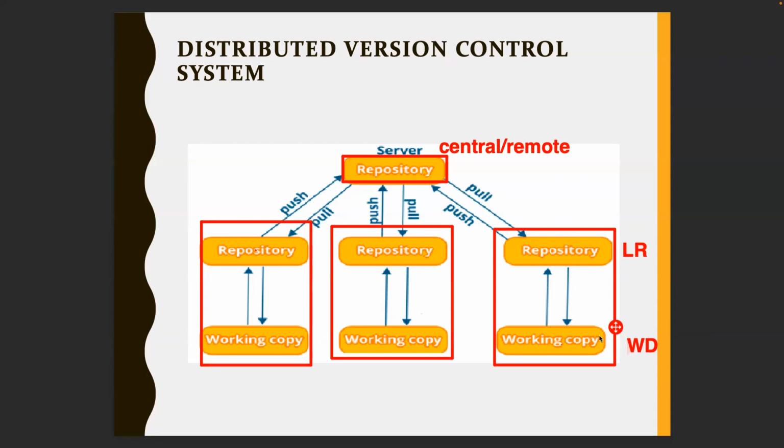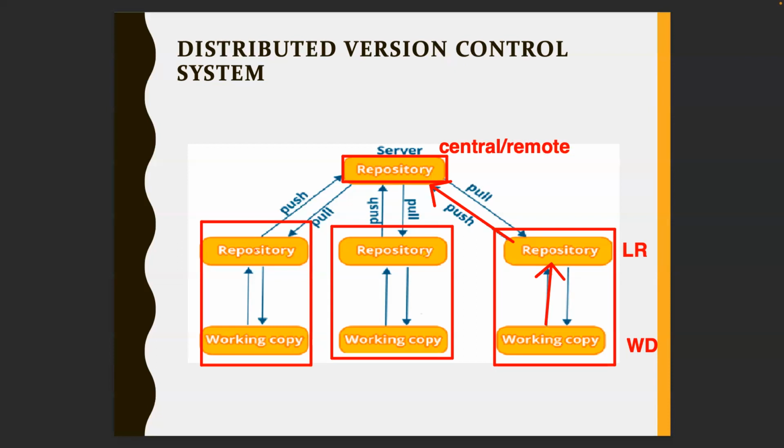Once their changes are done here, they will push them to local, and from local, they'll push them to remote. Until they push the changes to remote, if their changes are only in local, they're confined only to themselves. If they want to share them with others, they'll push to remote. This is the distributed version control system architecture.